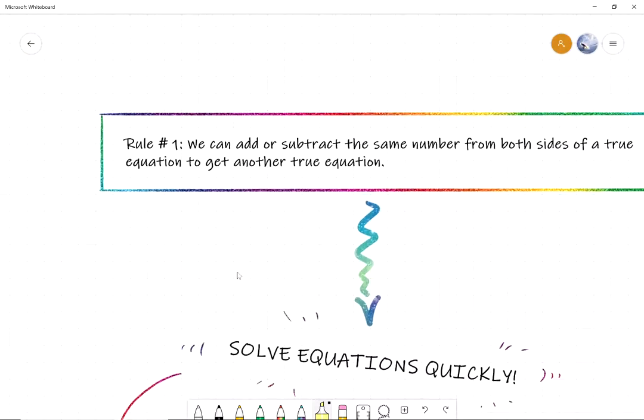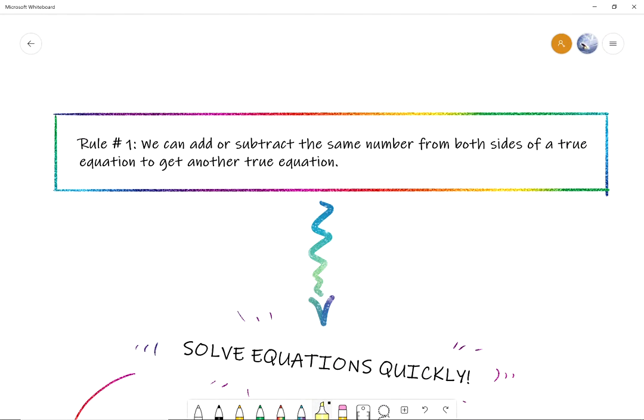We're going to review one more time rule number one, very important. Natalie, can you read it? We can add or subtract the same number from both sides of a true equation to get another true equation. Yes, so we've been using that in previous videos to solve equations by adding one number to both sides or subtracting one number to both sides until we got x equals the solution.